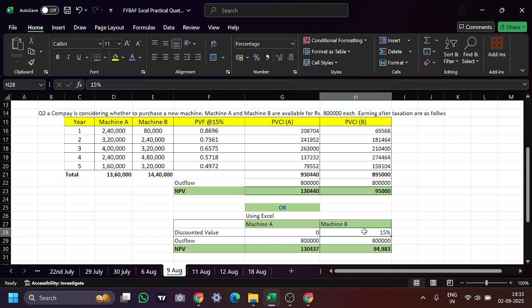So H28 is here. So we have taken the rate, then comma, it is D16. We have taken the values of machine from D16 to D20, and minus G22. G22 is over here, the outflow.